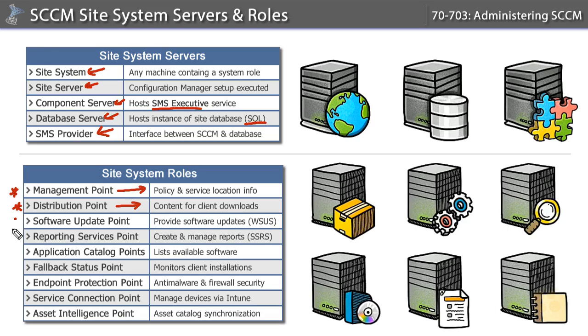We can further extend the functionality of our SCCM infrastructure by installing additional system roles onto a machine or machines in our hierarchy. So for example, if you want to provide updates to your users and their devices, you'll need to install a software update point and also configure it to use Windows Server Update Services. If you want to create and manage reports, you'll need to install a reporting services point somewhere within your hierarchy and configure it to use an instance of SQL Server Reporting Services.